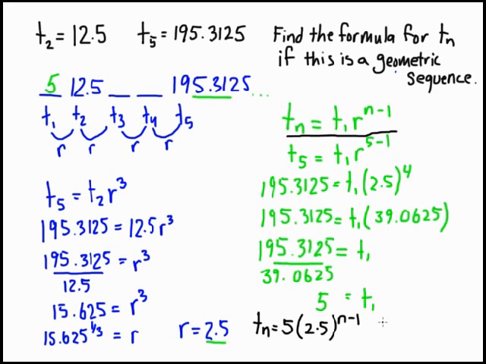If we wanted to figure out what term 47 is, it would equal 5 times 2.5 to the power of 47 minus 1, which is 46. And so we can figure out any term in the sequence.